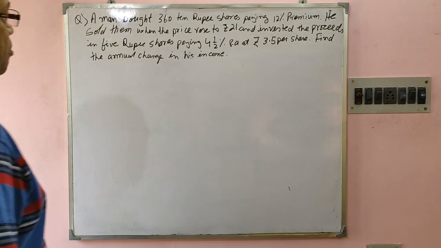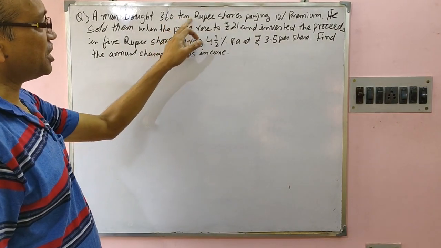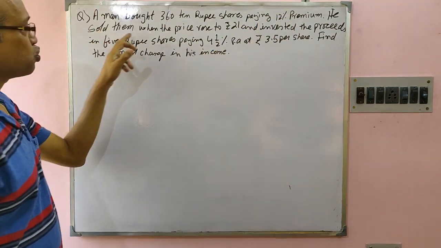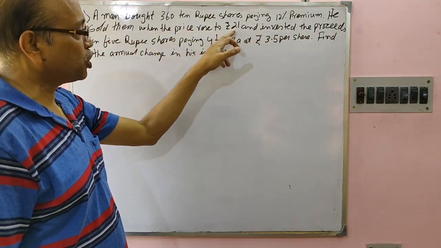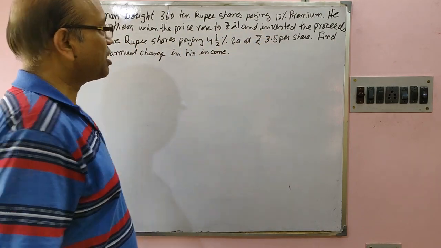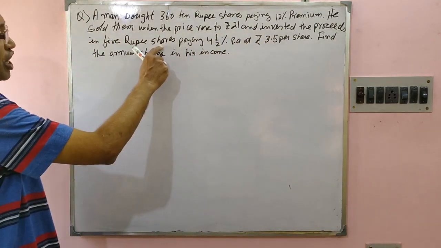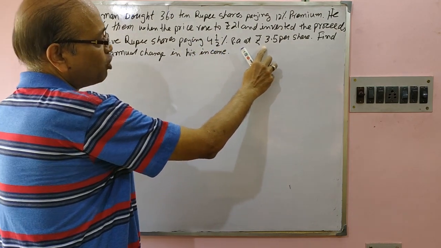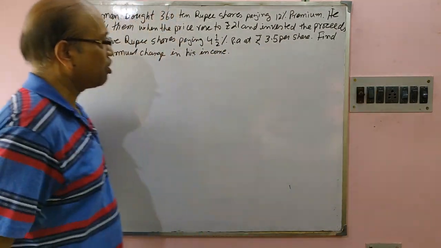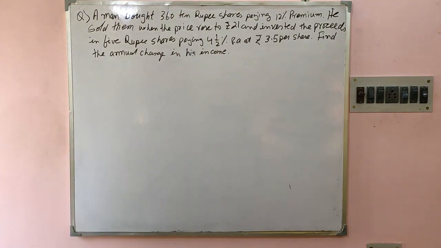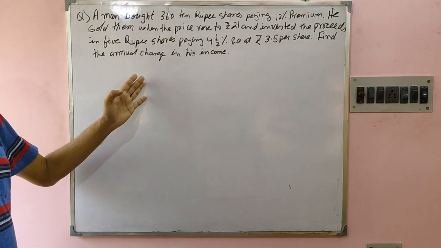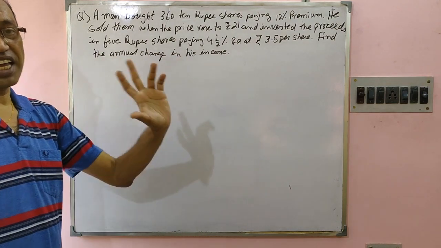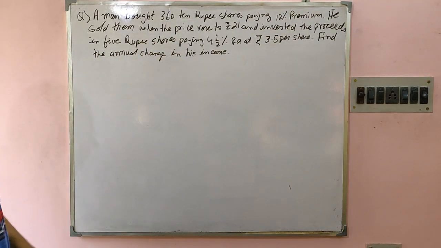Next question. A man bought 360 10 rupee shares paying 12% premium. He sold them when the price rose to rupees 21 and invested the proceeds in 5 rupee shares, paying 4.5% per annum interest at rupees 3.5 per share. Find the annual change in his income. Annual change in the income means we have to find the income in first case and income in second case, and then we have to find the difference.